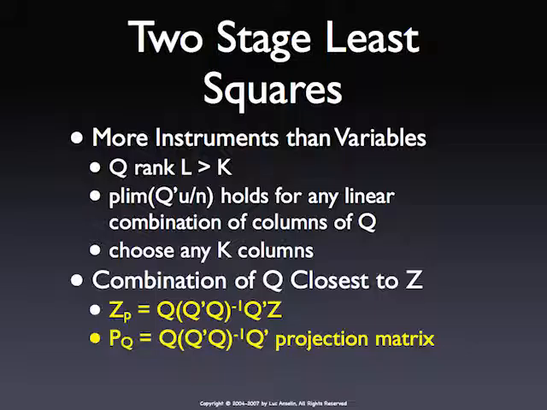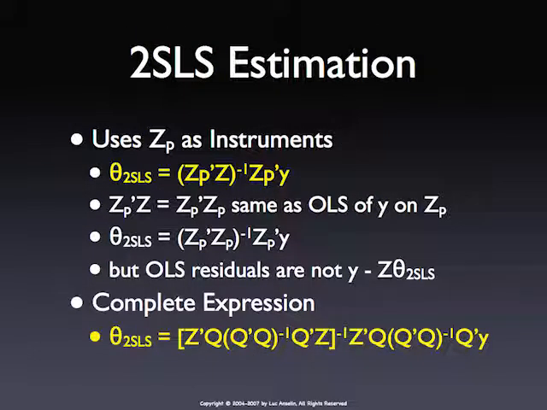So this is the instrument, Q times Q prime Q invert Q prime Z. So then in the expression, instrument prime Z, we have this whole thing transposed times Z, and that becomes this whole thing here. And then we have the same thing again times the Y. And this allows you then to just run the whole thing in one shot.